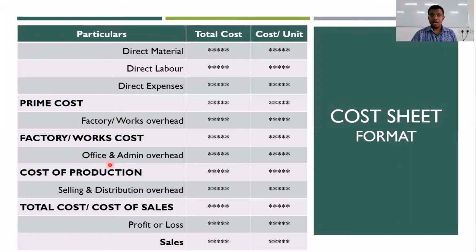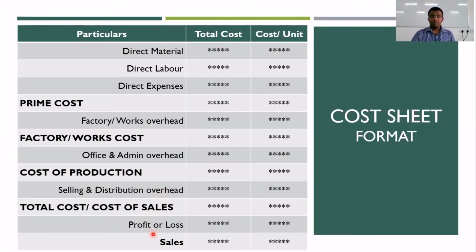To works cost, if you add your office and admin overhead, you would get cost of production. To cost of production, you would add your selling and distribution overhead, you will get your total cost or cost of sales. Now to the cost of sales or your total cost, you have to add your profit and loss. Just in case you're preparing your cost sheet well in advance, you will be expecting profit. You have to add your profit margin.